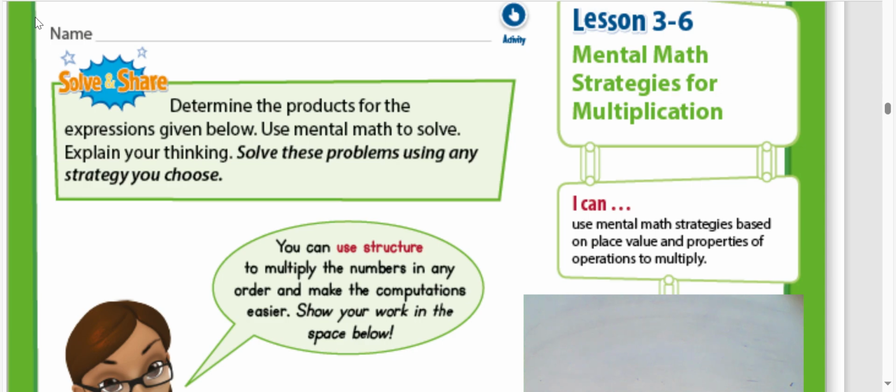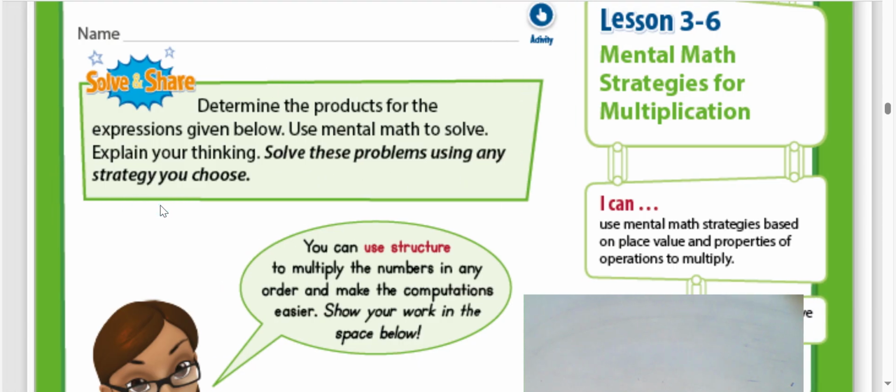Today we'll explain lesson number 6, topic number 3, mental math strategy for multiplication. You can use mental math strategy based on place value and properties of operation to multiply. Determine the product of the expressions given below. Use mental math to solve. Explain your thinking. Solve this problem using any strategy you choose.